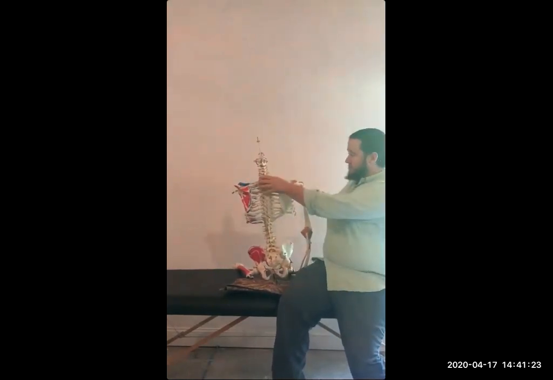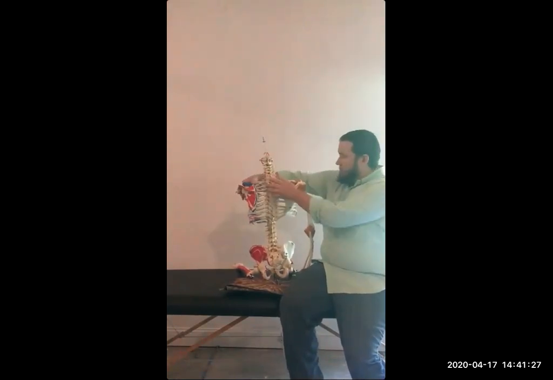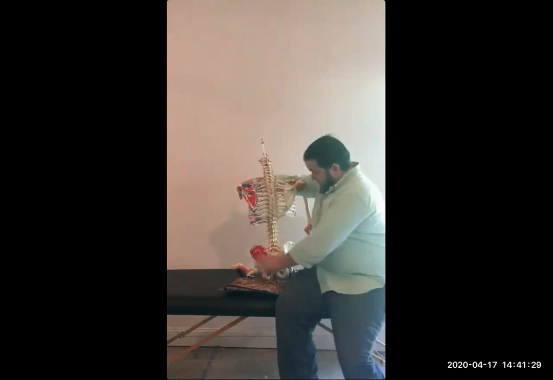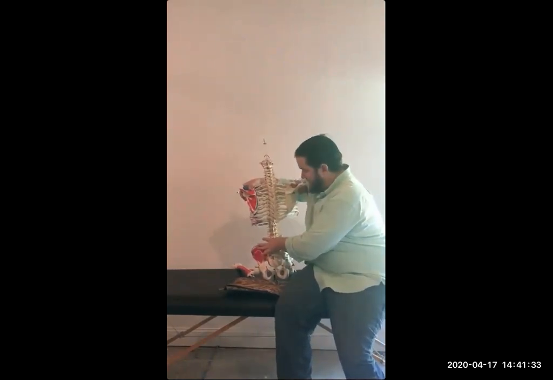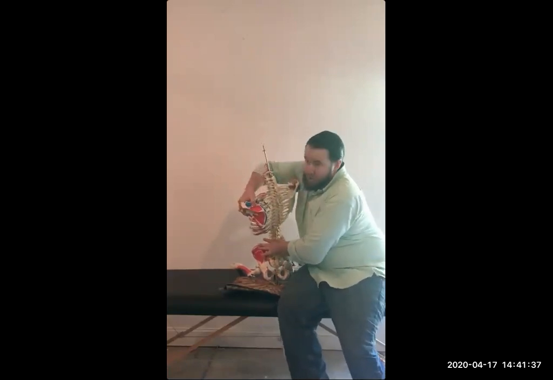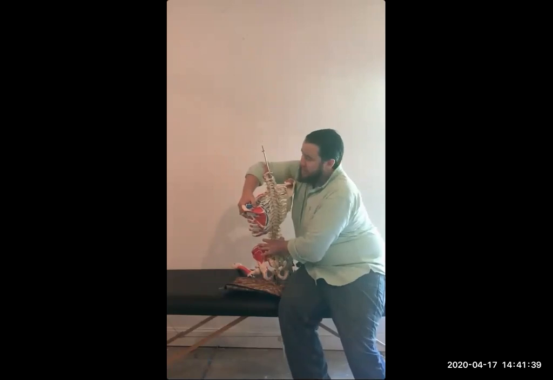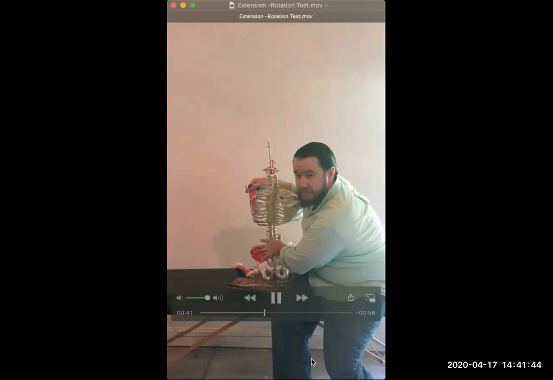So we're going to ask the patients to cross the arms across the chest. We're going to put our arm on top of their arm, and we're going to ask the patient to relax as much as possible. We're going to extend the patient over our hand. We're going to rotate in one direction, asking for patient symptoms, and then rotate in the opposite direction.